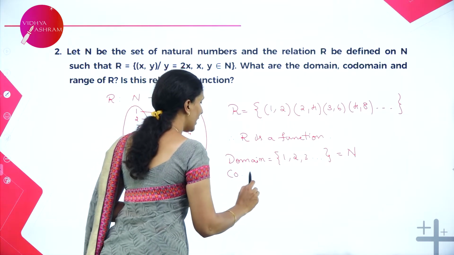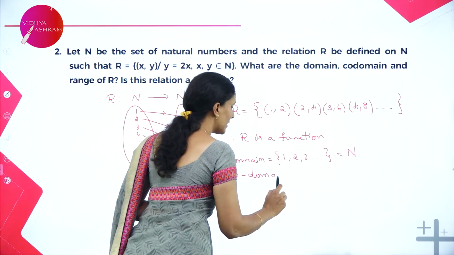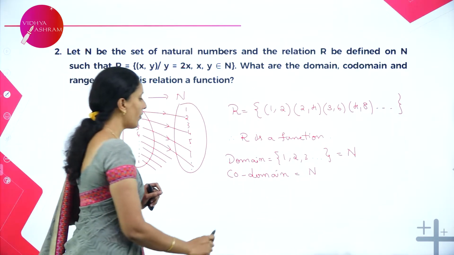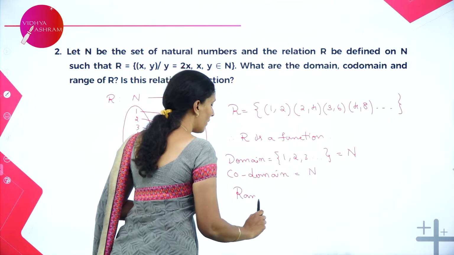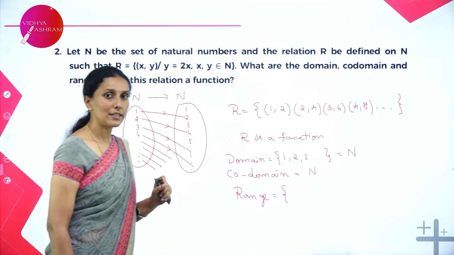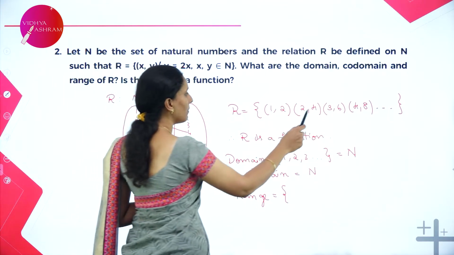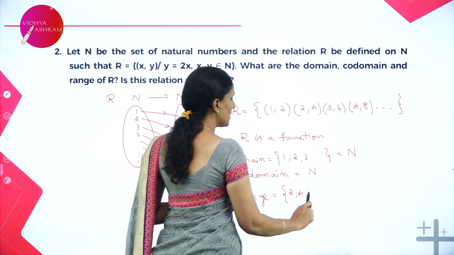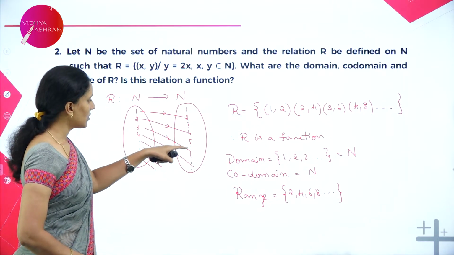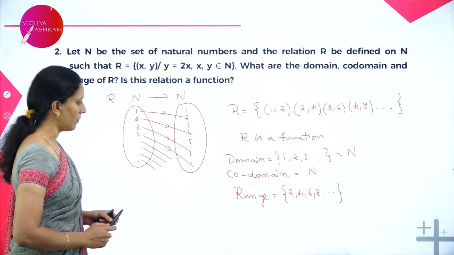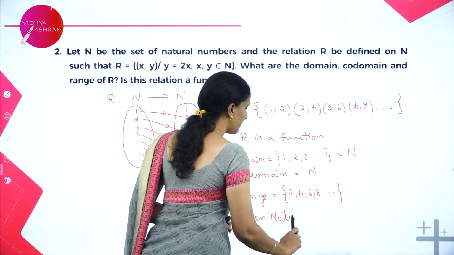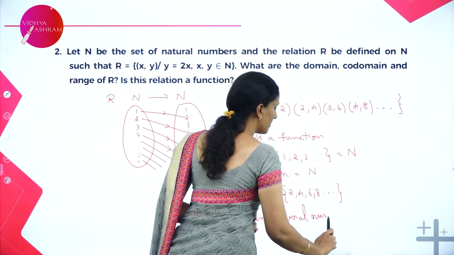What is your codomain? Again, codomain is the complete second set. So therefore, codomain is also the set of natural numbers. Now range. What is range? Range is the elements which are in the form of images, or we can say the set of all second elements. What are the second elements here? 2, 4, 6, 8 and it is infinite. Clearly you see here the only images are the set of all even natural numbers. So therefore here your range is even natural numbers.